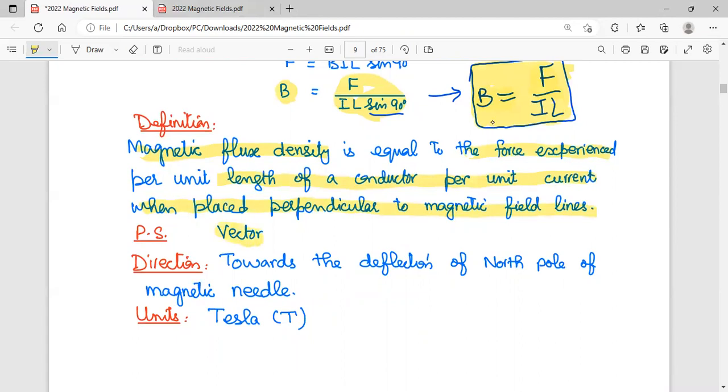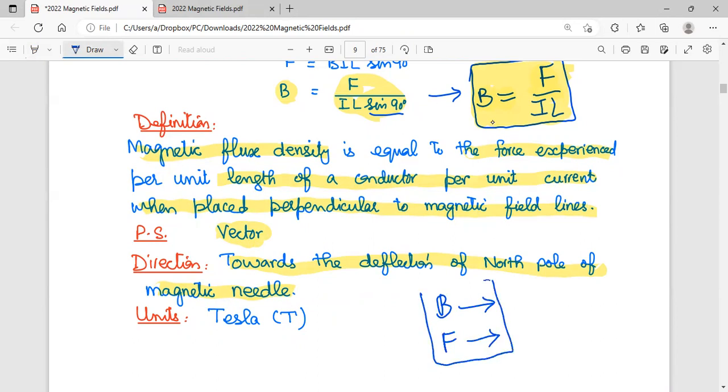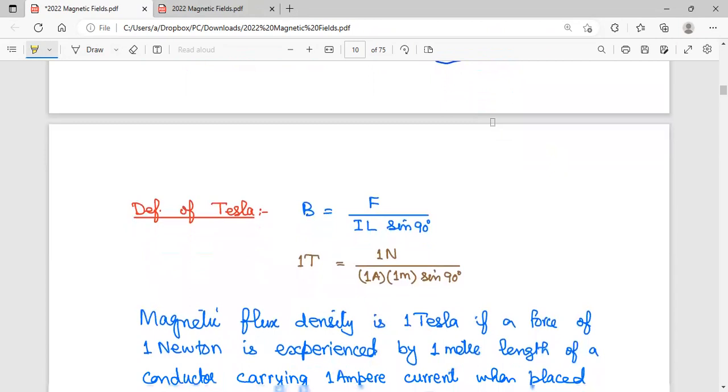And it is a vector quantity, and its direction is towards the deflection of the north pole, or it means that its direction is towards the direction of the force. Like the direction of B is always towards the direction of the force on the moving charge, or moving wire. Its unit is Tesla, which is denoted by capital T.